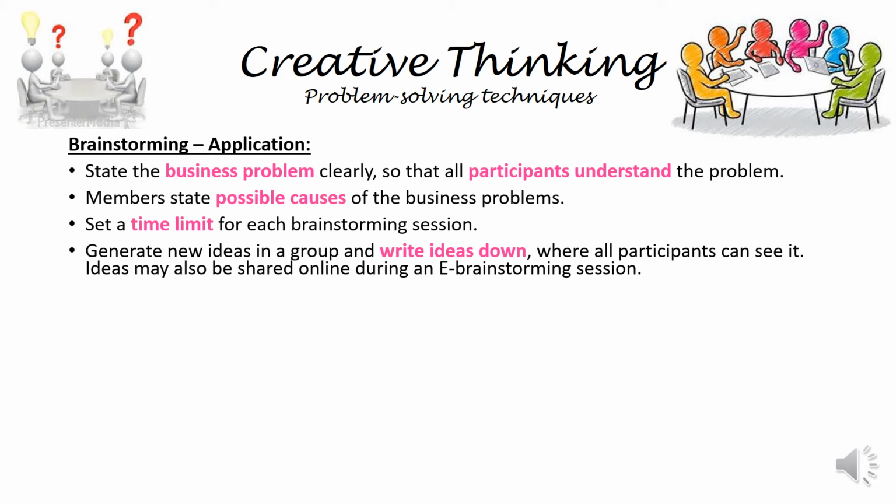Right, now the ideas within their groups, once they have identified the problem, they need to come up with possible solutions. So when they start coming up with solutions in their groups, it is very important to write the ideas down where all the participants can see it. All right, now obviously with technology today, we don't physically have to have all the participants in one room together. We can also do an e-brainstorming session where through apps like Zoom, for example, nowadays, you can have an online brainstorming session. But it is very important that all the ideas are written down where everybody can see it.